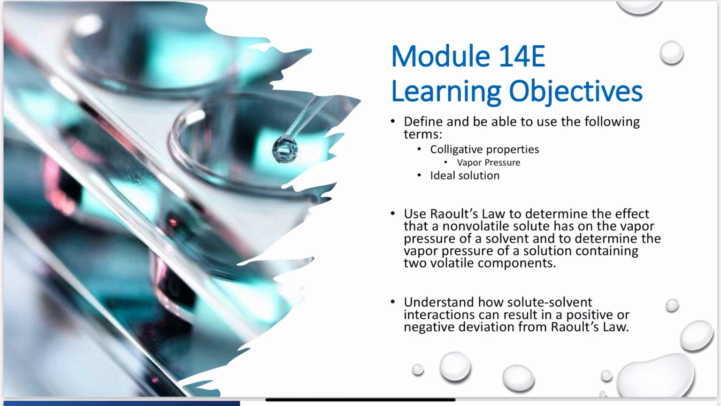We also should be able to use Raoult's law to determine the effect that a non-volatile solute has on the vapor pressure of a solvent, and determine the vapor pressure of a solution that contains two volatile components. Remember, volatility is when something easily escapes from the solution. It has weaker IMFs, which allows it to reach the vapor phase, higher vapor pressure. More particles are able to escape into the gas phase from the solution. So is only one part of it volatile, only one thing in the solution escaping, or are multiple things able to escape? And we should also understand how solute-solvent interactions can result in a positive or negative deviation from Raoult's law.